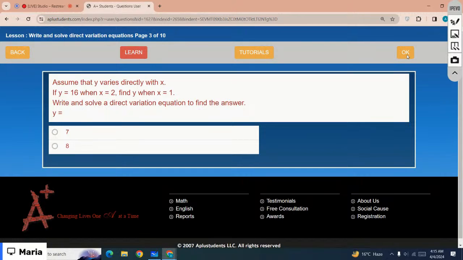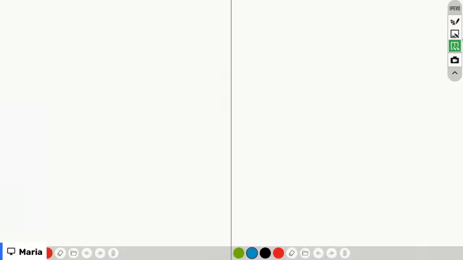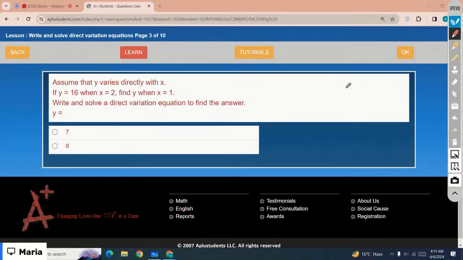Assume that y varies directly with x. If y equals 16 when x equals 2, find y when x equals 1, right? So just look, x is 2, y is 16. Then x is 1, you need to find the value of y, that is n. 2 times what number is 16? 2 times 8 is 16, right?